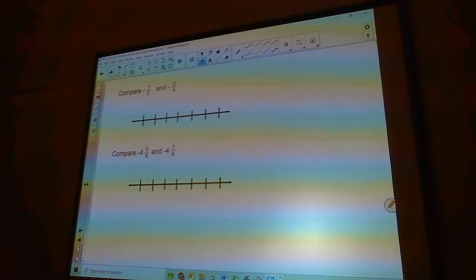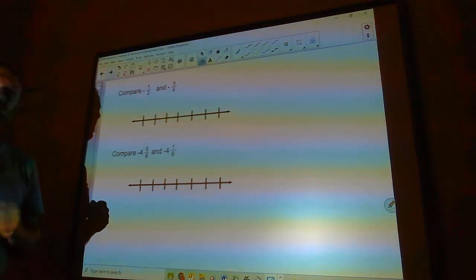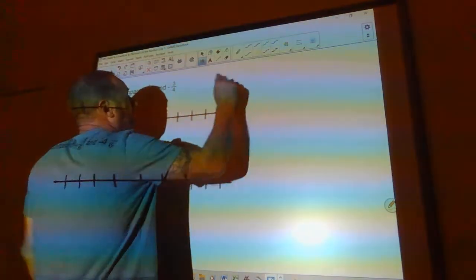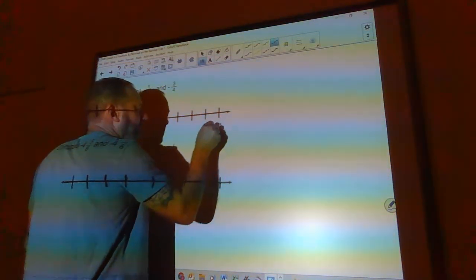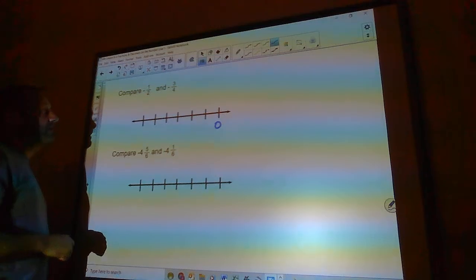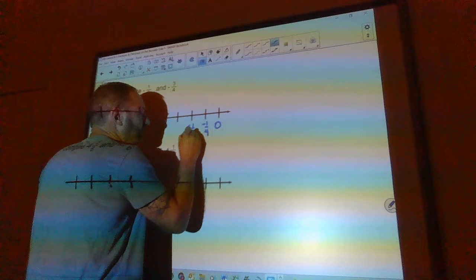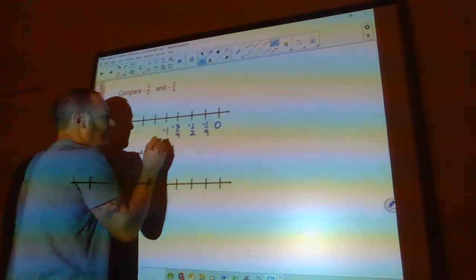Okay, compare -1/2 and -3/4. Okay, so I've just got a number line here, and a number line takes time to draw, but sometimes if you're unsure, that's the best way to make sure that you get the answer right. So here's what I would do: I'd start with 0, right here, and I would probably count by 1/4. So this would be -1/4. -2/4 is -1/2. -3/4. -4/4 would be -1.